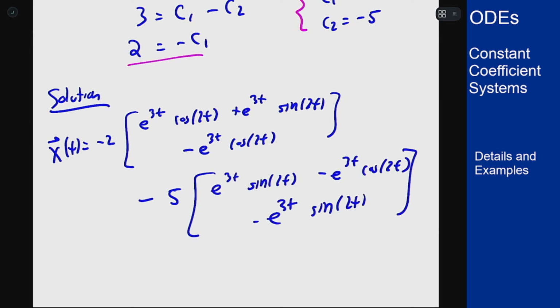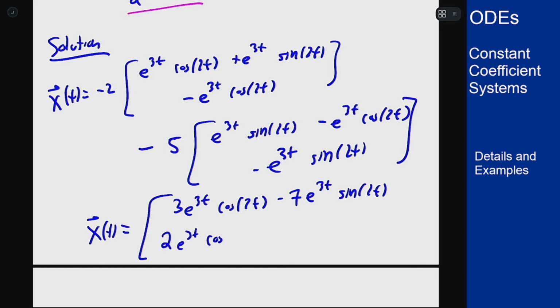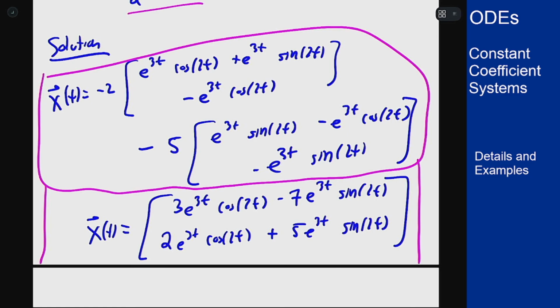It can be left like this, or you can combine some terms because you'll see that there are terms that match this cosine and this cosine, this sine, this sine. So if you want to write a single vector, you can collapse some terms together and get a solution in the form like this. On the top, I see a negative 2 cosine and minus 5 negative cosine, so that ends up being a plus 3. For sines, I see minus 2 and minus 5, so minus 7. On the bottom, as they are, 2 e to the 3t cosine of 2t plus 5 e to the 3t sine of 2t. And so either of those would work as a solution to the initial value problem.